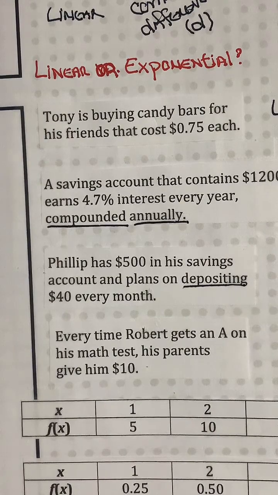Okay, so Chantel is saying 40M plus 500. Okay, Michael's saying 500 plus 40N. Can I make the assumption that M and N is representing months?